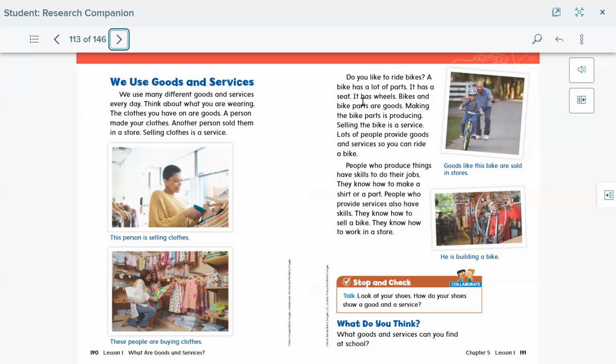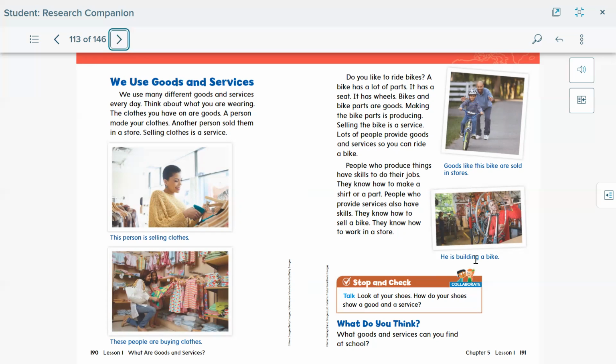People who produce things have skills to do their jobs. They know how to make a shirt or a part. People who provide service also have skills. They know how to sell a bike. They know how to work in a store. So as we see, goods like this bike are sold in a store.